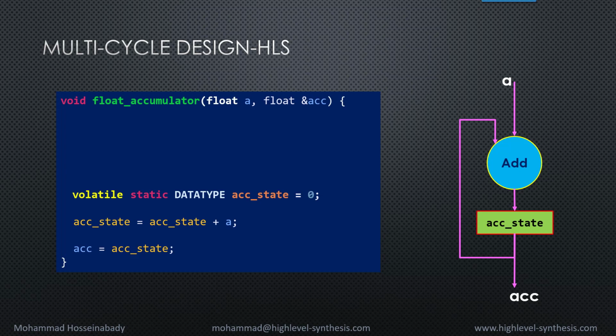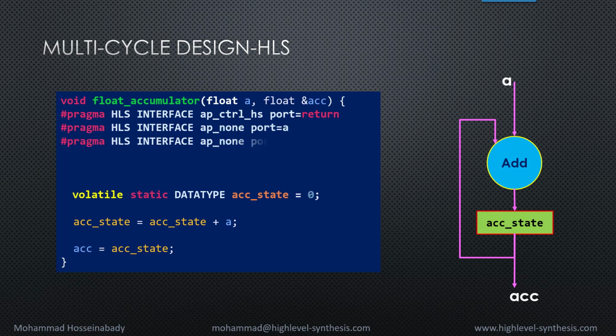Now, we should add the interfaces. First of all, let's add the module level interface. Here, the APCTRL-HS is selected. We will control the hardware module execution and run that whenever an input value is ready. Then, we add the argument interfaces. Also, we apply the pipeline optimization pragma. However, because of the data dependency in the code, the function cannot be pipelined. We will see this later in this lecture.